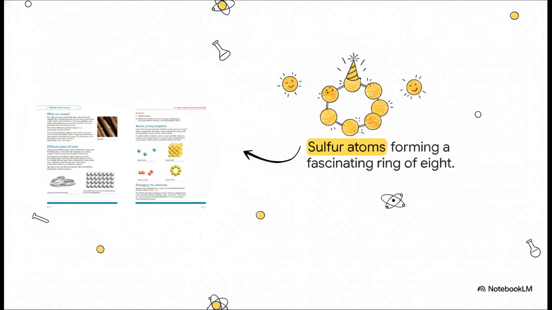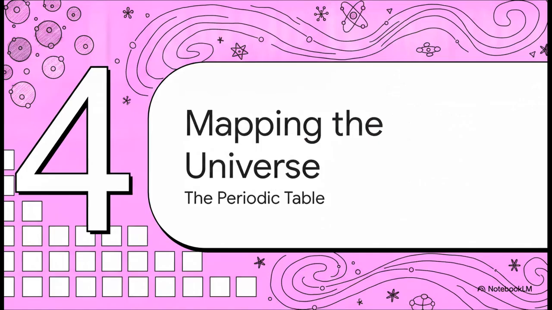And then you've got the party atoms. Sulfur is a great example here. It creates a significantly larger particle made from 8 distinct sulfur atoms that link together to form this fascinating ring structure. It's still a pure element because every single atom in there is sulfur, but they definitely prefer to travel in this larger pack. Which brings us to Part 4, Mapping the Universe.